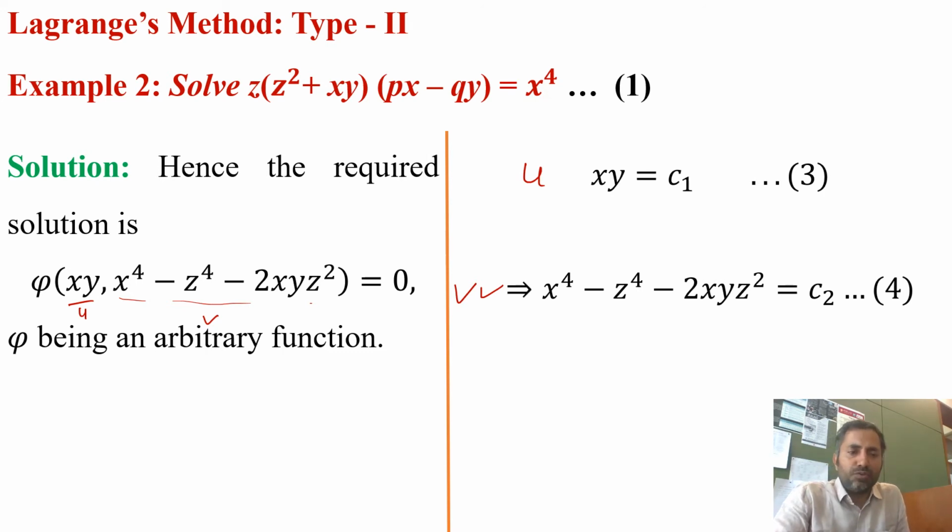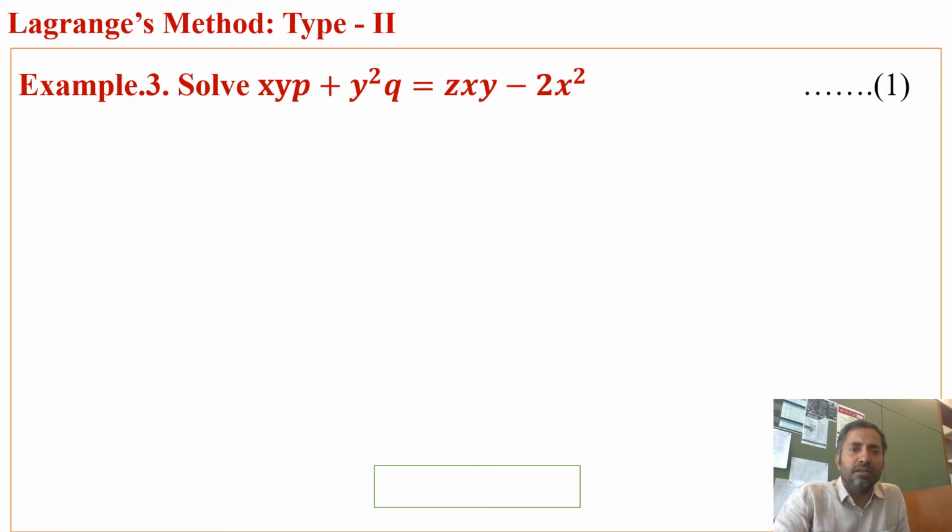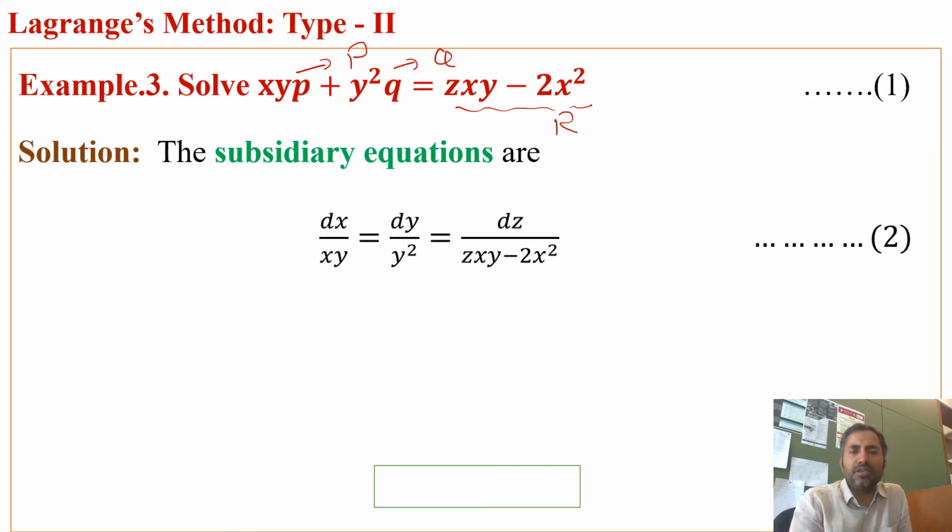Now we go to the next question. Very quickly, we can see your question is xyp plus y square q is equal to zxy minus 2x square. So capital P is xy, capital Q is y square, and this whole term is R. Again, the subsidiary or auxiliary equation can be written as dx upon capital P, that is xy, dy upon capital Q, that is y square, and in the same way dz upon R, zxy minus 2x square, that we can write.